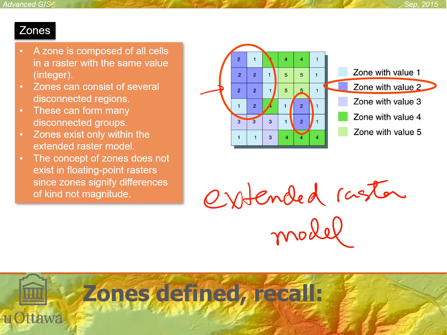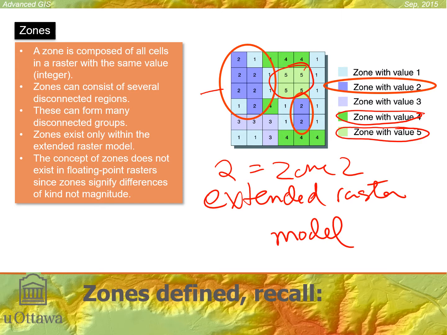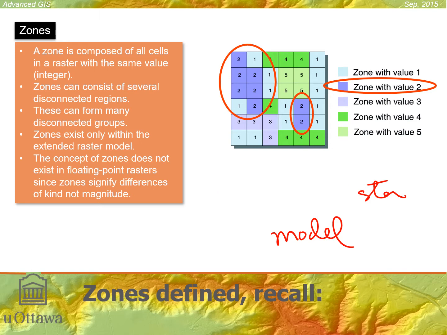For example, here, all the values of 2 equals zone 2. All the values of 4, zone 4. All the values with 5 only occurs there. That's the zone 5. And so it may be, for a number of reasons, that we want to undertake some computations at the zone level, using all of the cells having a single identifying, unique value. So a zone is composed of all cells in a raster with the same value.